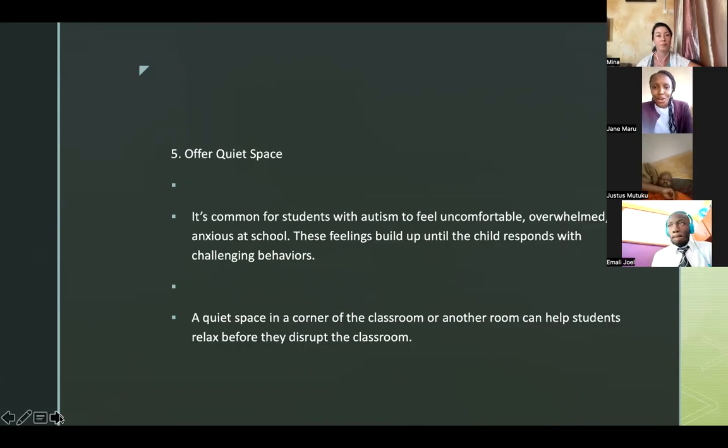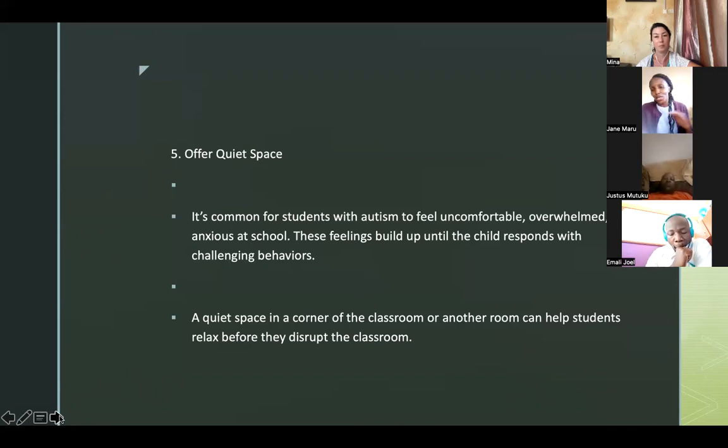The other one is offer quiet space. It's common for students with autism to feel uncomfortable, overwhelmed, or anxious at school. This feeling builds up until the child responds with challenging behaviors. Again, for this learner, who was not in my class, this was a new environment. There was too much noise.